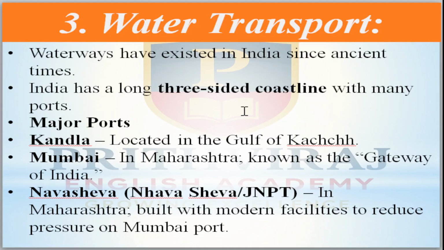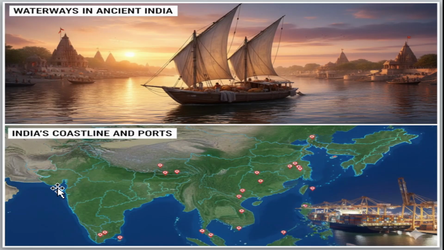India has a long three-sided coastline with many ports. Here from Gujarat till West Bengal, we have three-sided water bodies. Here you have the Arabian Sea, here you have the Indian Ocean, here you have the Bay of Bengal, and there are many ports. Of them, the important 13 we are going to study later in this video, but many are there.